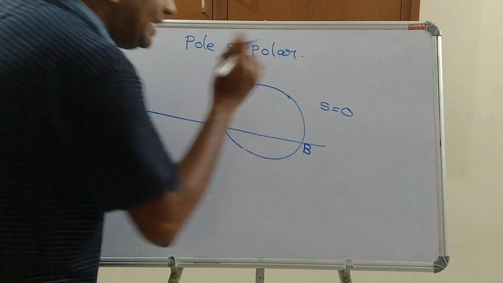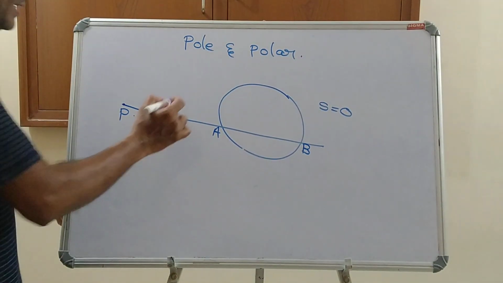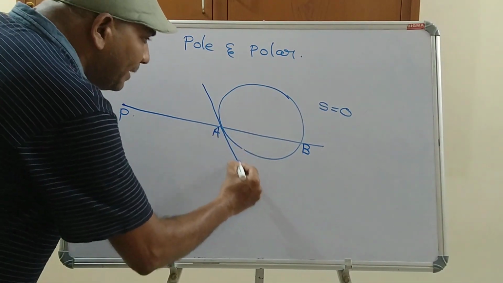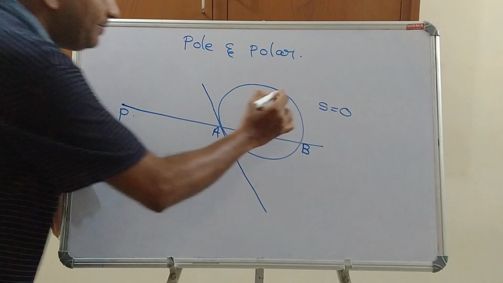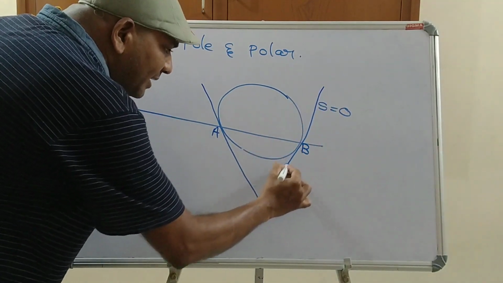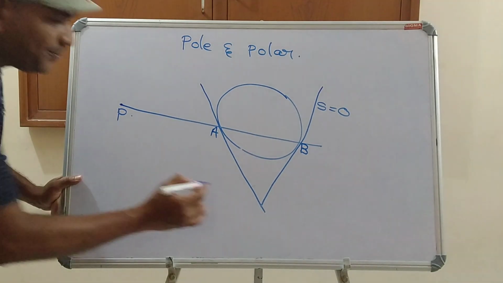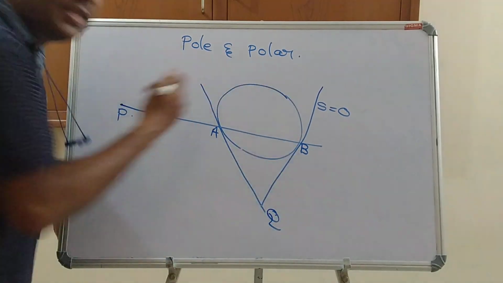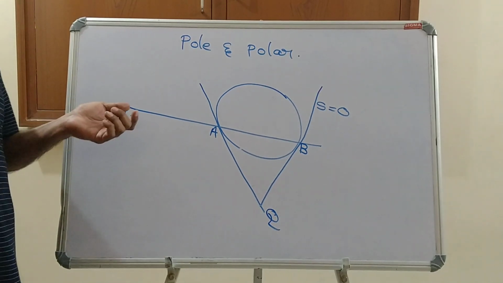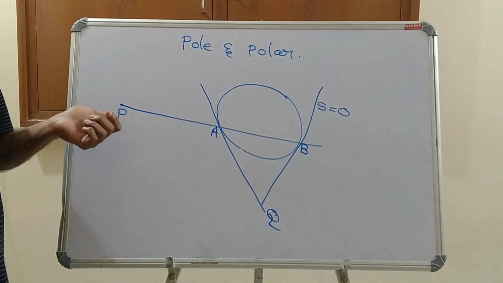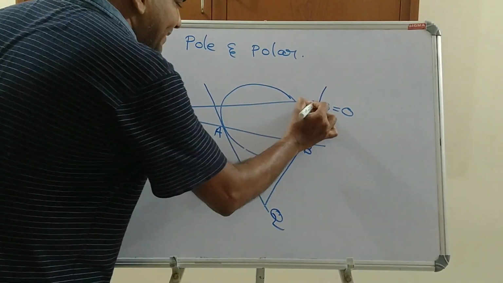Now at A, draw a tangent to the circle. At B, draw a tangent to the circle. Take their point of intersection as Q. Similarly, we can draw another secant line through the point P, that is PCD.